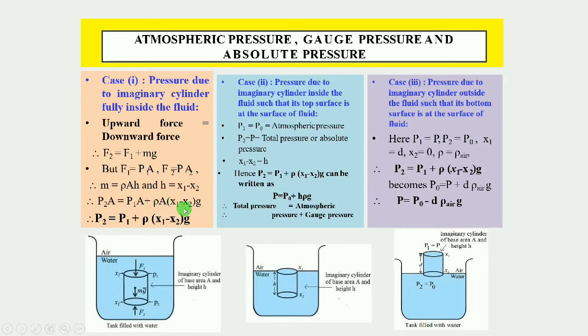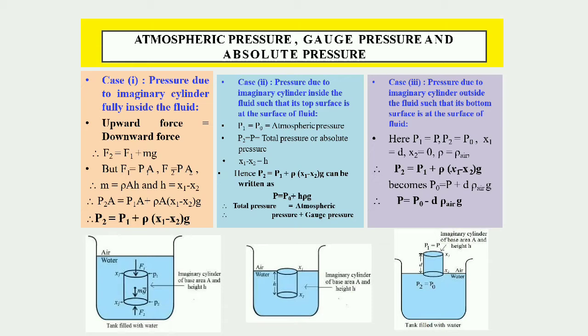A you can take common from the right hand side and cancel by A from the left hand side. So our final equation will be P2 equal to P1 plus rho hg, or instead of h you can write x1 minus x2. So this is the final expression when we consider an imaginary cylinder fully inside the fluid.